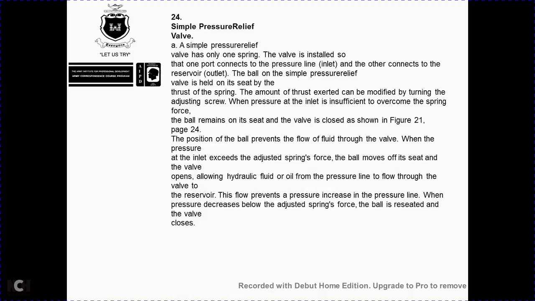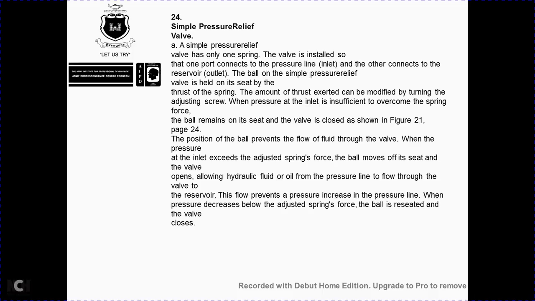The simple pressure relief valve has one spring, and the valve is installed with one port connected to the pressure line and the other connected to the reservoir outlet. In a simple pressure valve, the ball is held on the seat by the thrust of the spring. The adjusting screw sets the spring force. When the pressure is insufficient to overcome the spring force, the ball remains on the seat, as shown in figure 21, page 24.